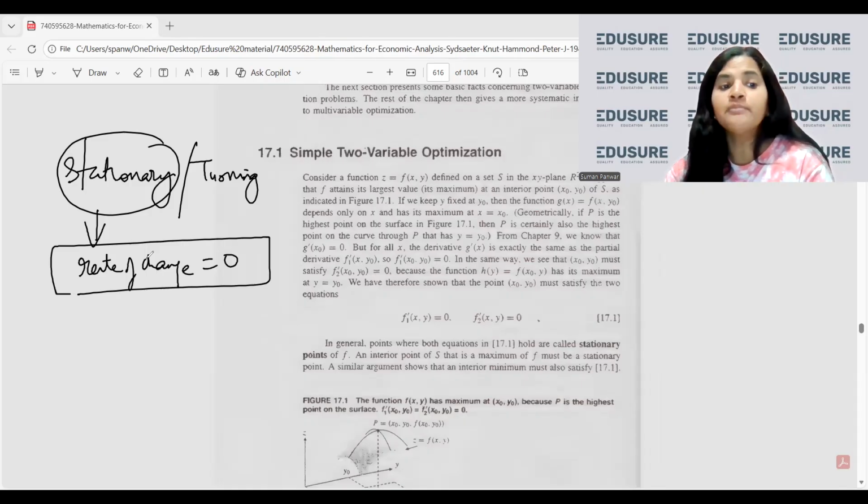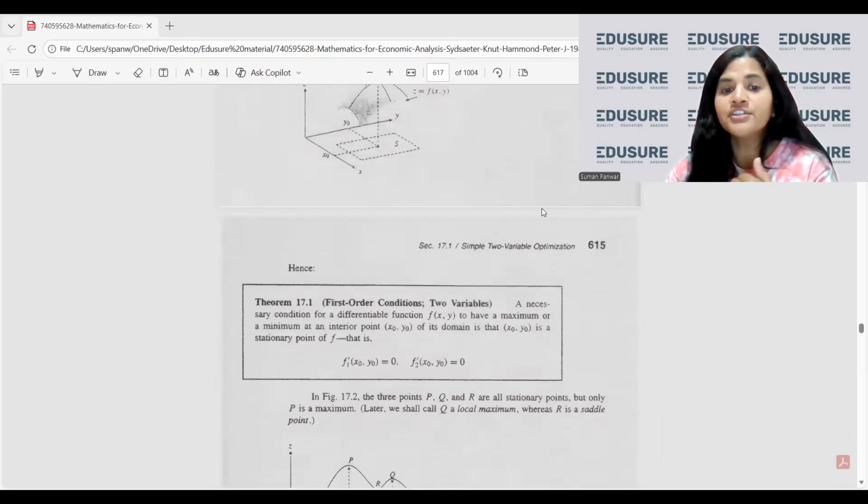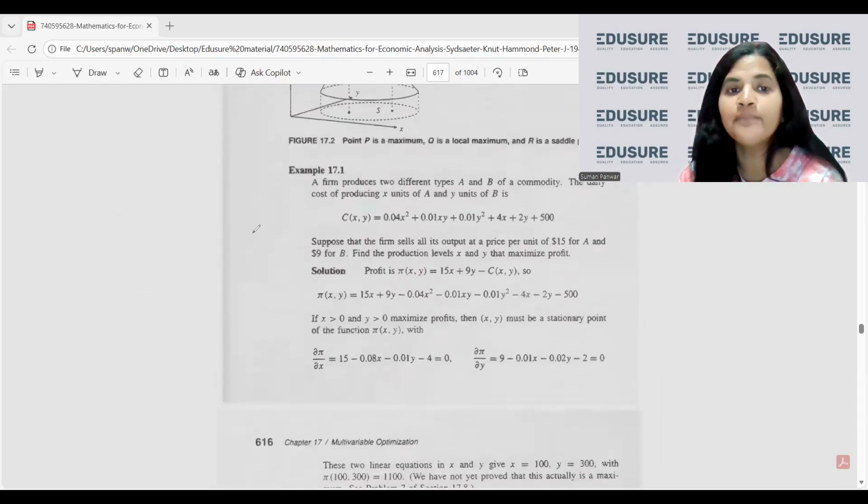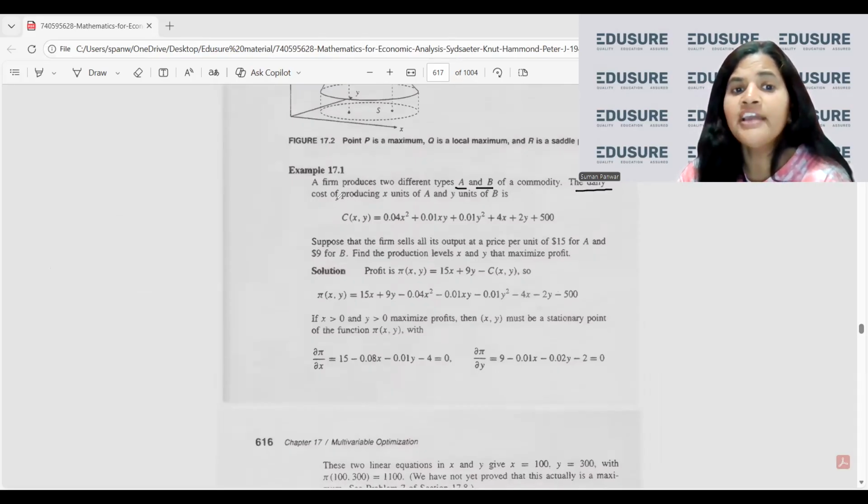And let us try to attend some questions now, and we will be attending the questions only from the necessary conditions point of view. Sufficient conditions will be later. So let us look at this example 17.1 from Sydsaeter and Hammond. A firm produces two types of goods or commodities, A and B. The daily cost of producing x units of A and y units of B is this. Suppose that the firm sells all its output at a price of 15 for A and 9 for B. Find the production levels that will maximize the profit.